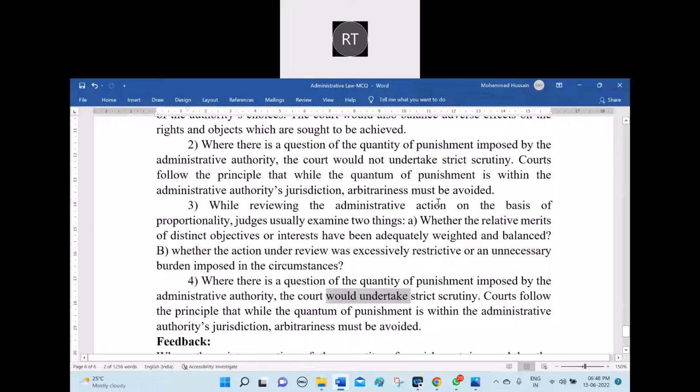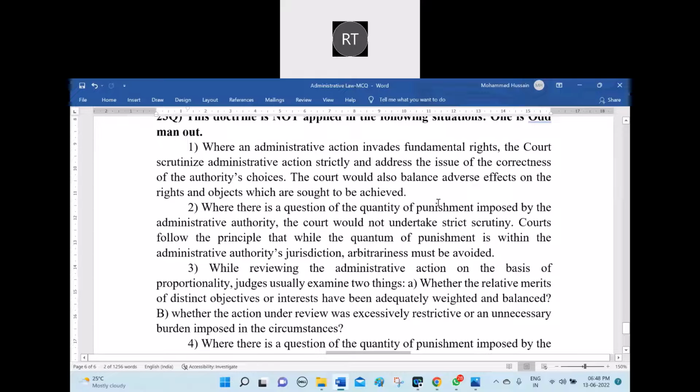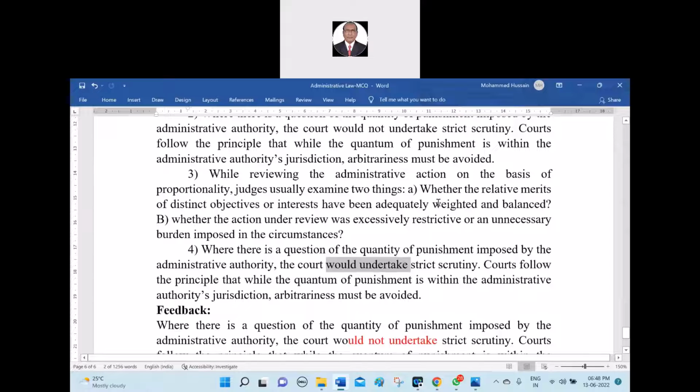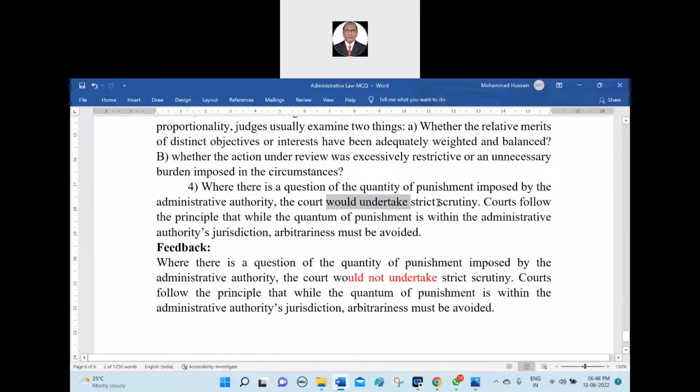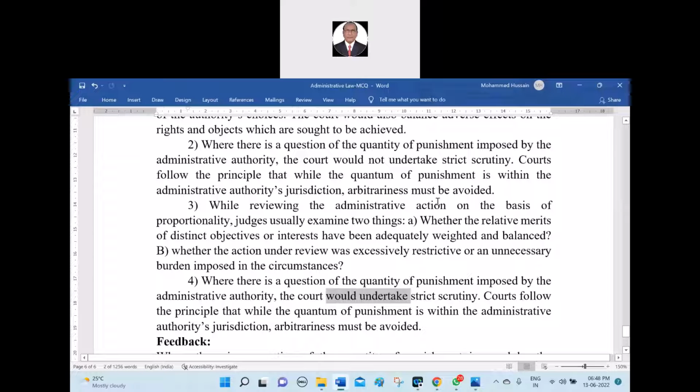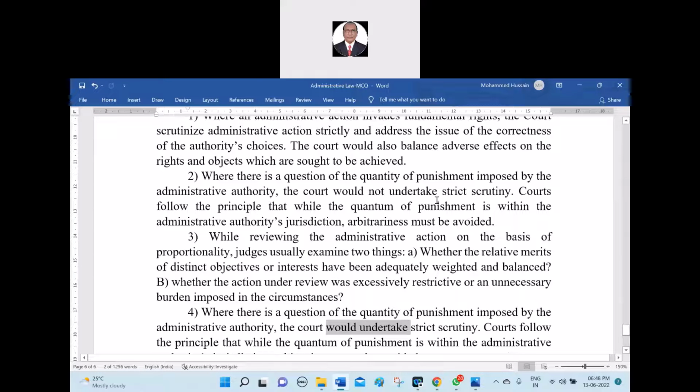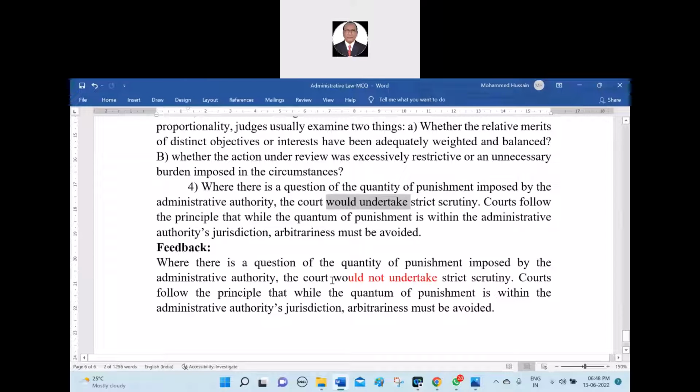But as per my knowledge, I pasted and copied from where there is a question of quantity of the punishment. And there also, where the question of quantity of punishment imposed by the administrative authority, the court would not undertake. Yes, number 2 is the right answer. You are right, sir. Because I copied from this one.